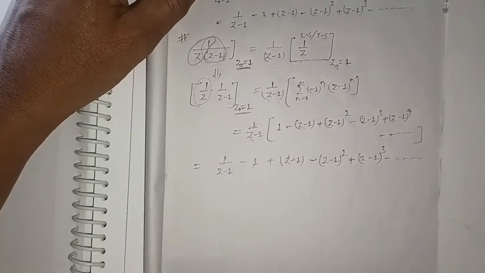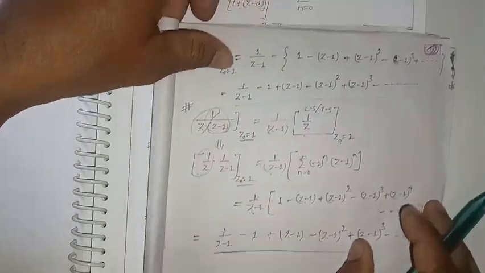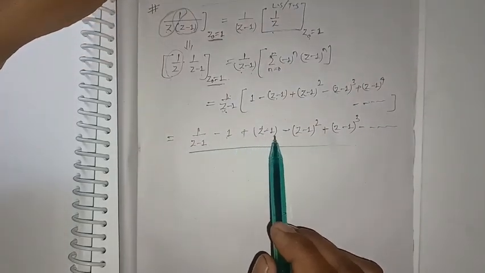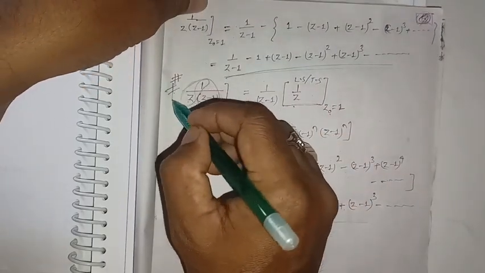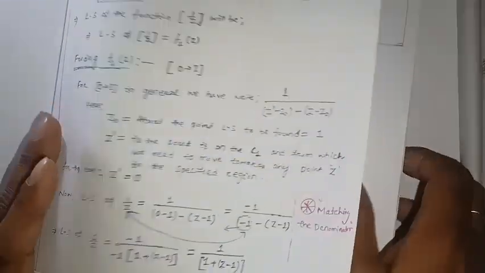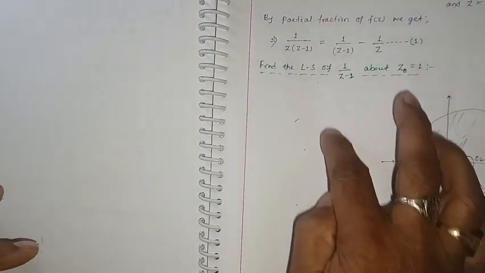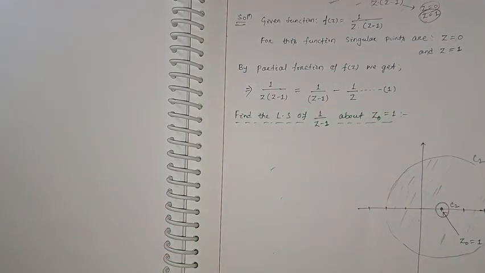and so on. You just match this one and this one, and it is exactly matched. Here 1 by (z - 1), minus 1, plus (z - 1), minus (z - 1)^2, plus (z - 1), so exactly matched. So by this method we escaped so many steps. We have no need to find the Laurent series of 1 by (z - 1), and no need to do the partial fraction itself. Got it? Okay.